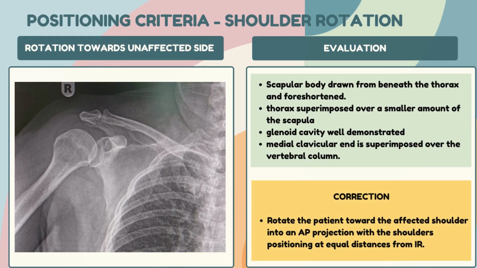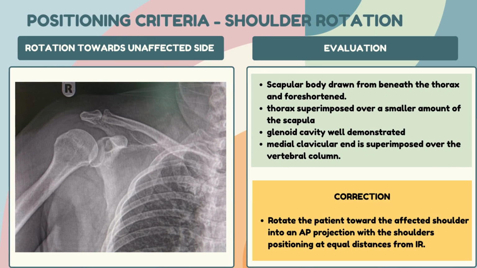If the shoulder is rotated towards the unaffected side, the scapular body is drawn from beneath the thorax and seen foreshortened. The thorax is superimposed over a smaller amount of the scapula, the glenoid cavity is well demonstrated and the medial clavicular end is superimposed over the vertebral column. To improve this positioning, rotate the patient toward the affected shoulder into an AP projection with the shoulders positioned at equal distances from the IR.